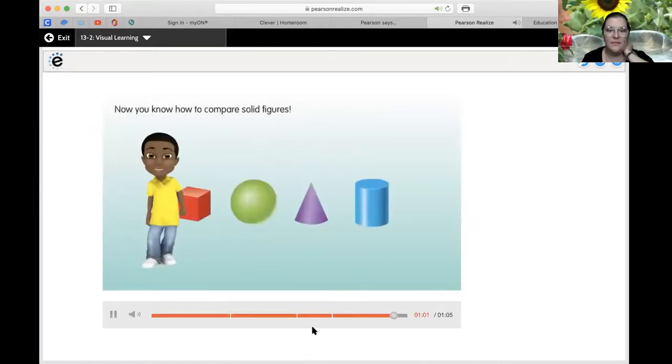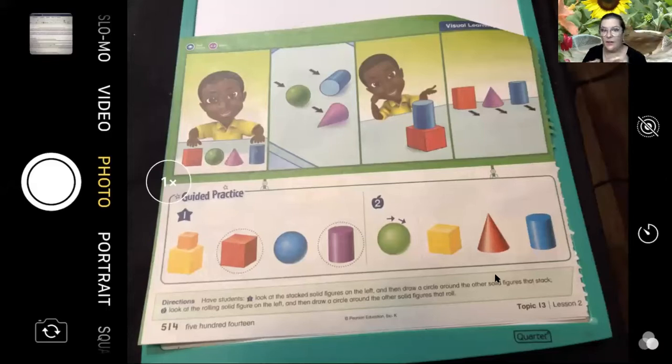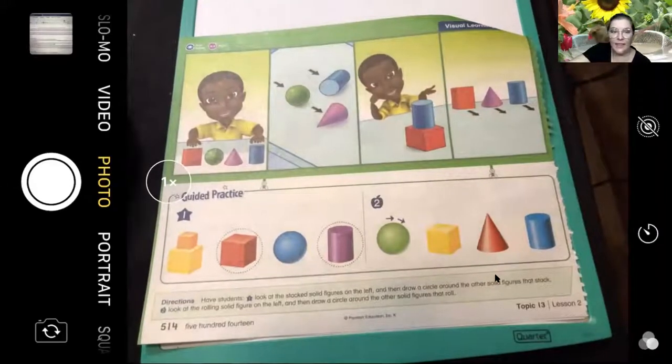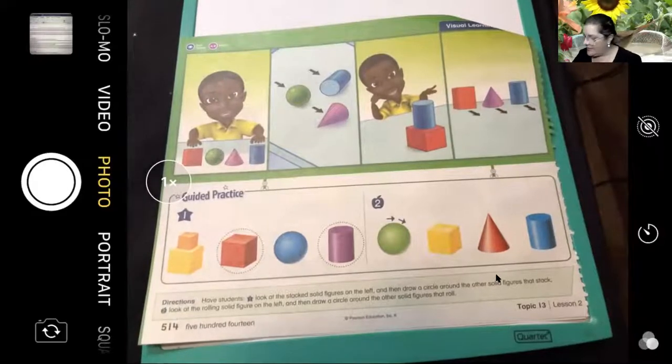Now you know how to compare solid figures. Excellent job. We did it, you guys. All right. So now let's go back into the book and we're going to finish our lesson today. All right. Here we go. So that was the part for up here. Now let's go into our guided practice.